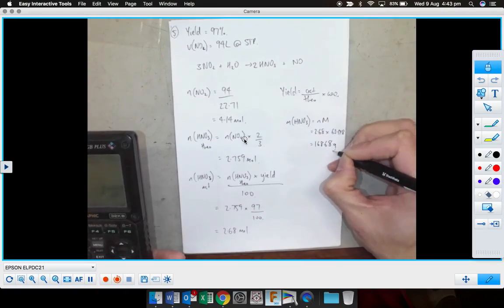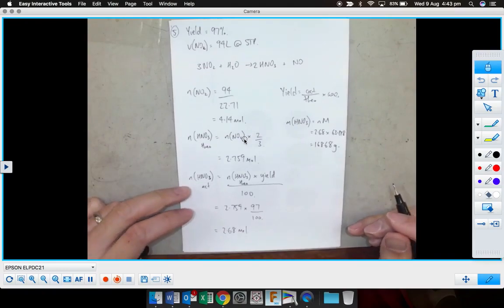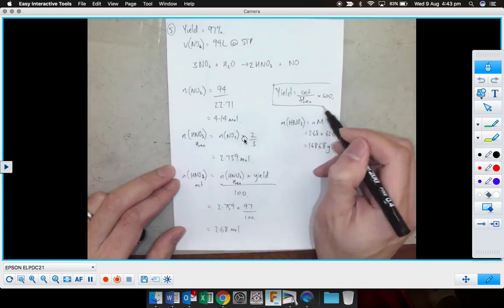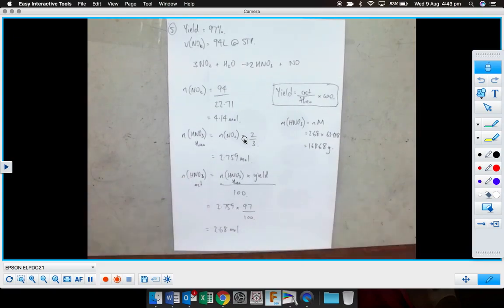Okay, make sure you're saving your numbers in your calculators, otherwise you're not going to get an exact number like I did. All right, so you have to be able to rearrange this equation. This is just one example of it, where we're working out the actual. In the next example, we're going to work out a theoretical.